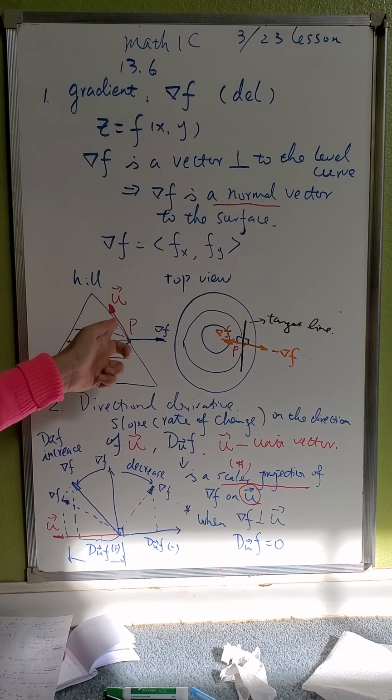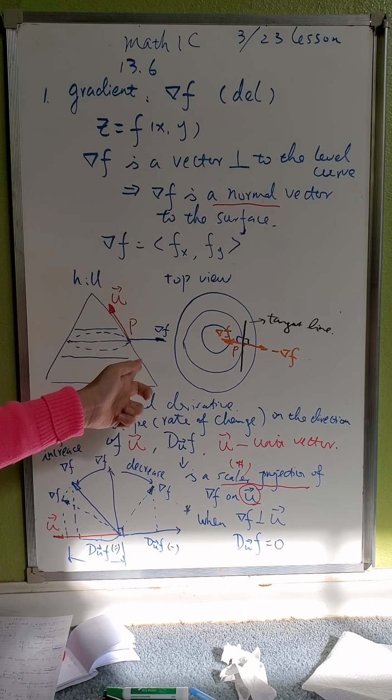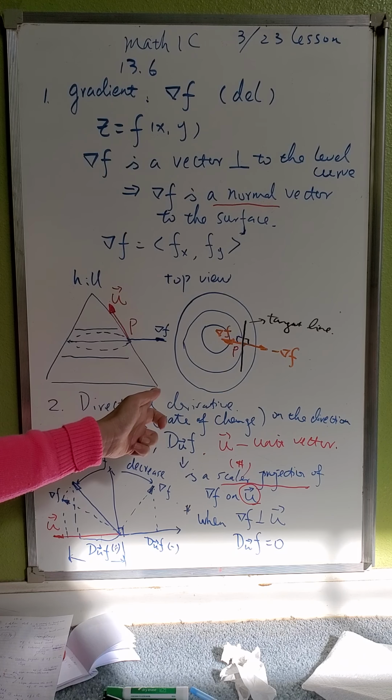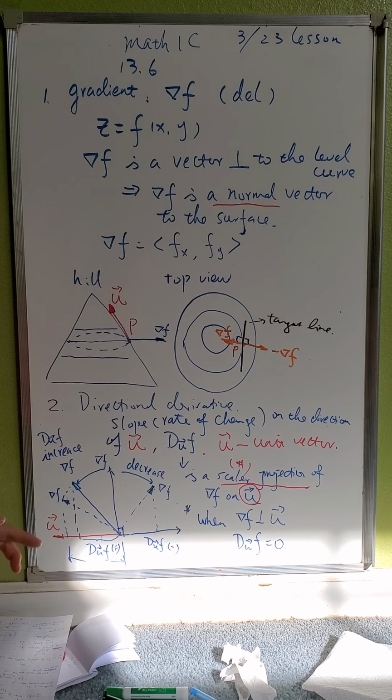My directional vector is still the same, you still direct up. But when you go back down, what happens? When you're downhill, you slide down, and your slope decreases fast. So that's how it goes for the directional derivative.